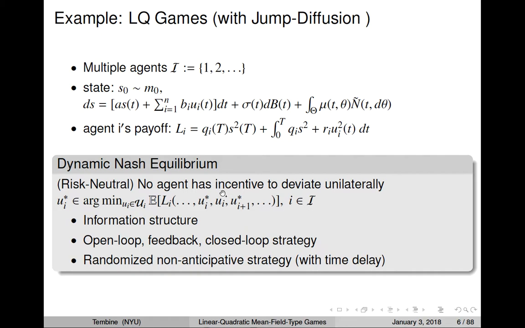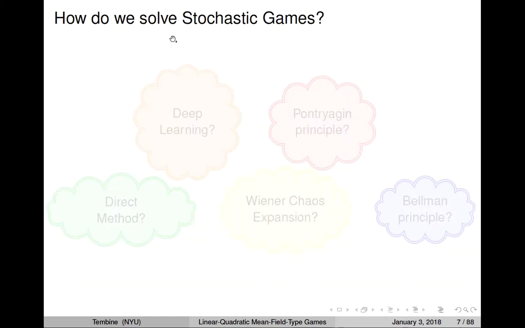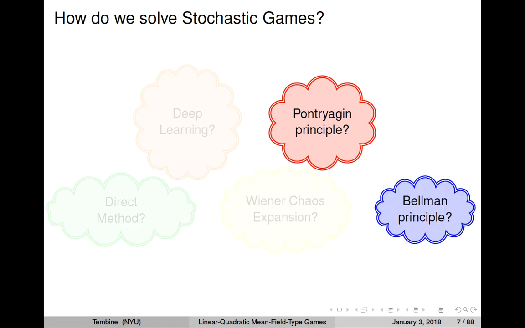So this is the basic LQG games, not the L, the G not for Gaussian, but the G for games, and with diffusion process here, and then a jump process here. So the question is, how can we solve this problem, and do the standard formulations extend to these cases? So this is just a stochastic differential LQ game. Now, the question is how to solve this type of problems, right?